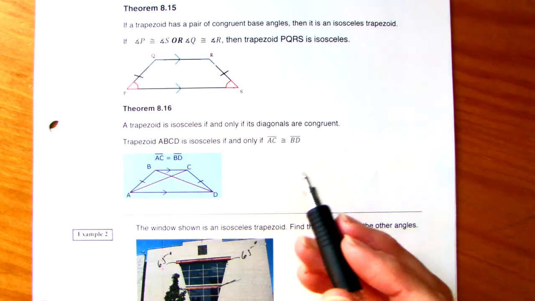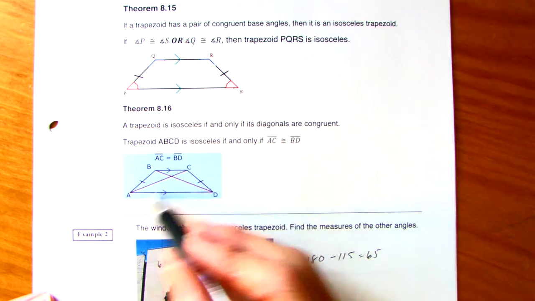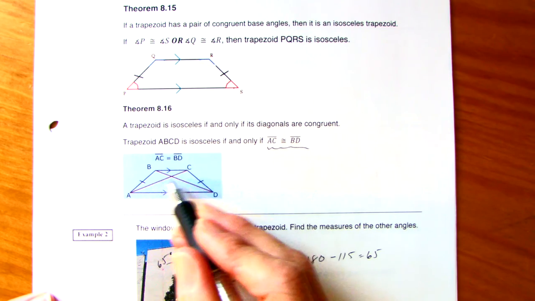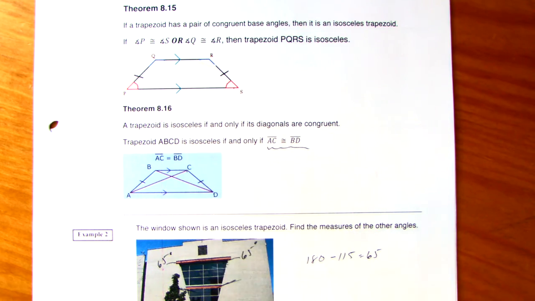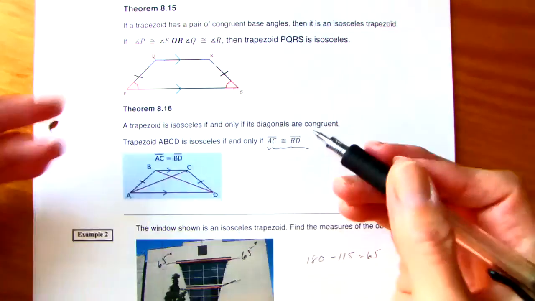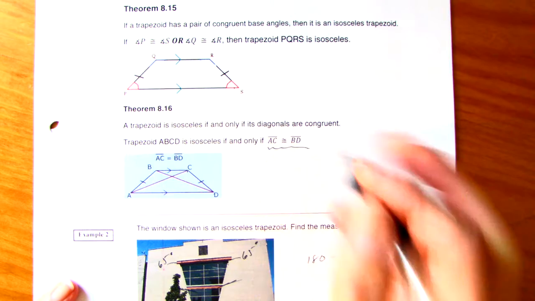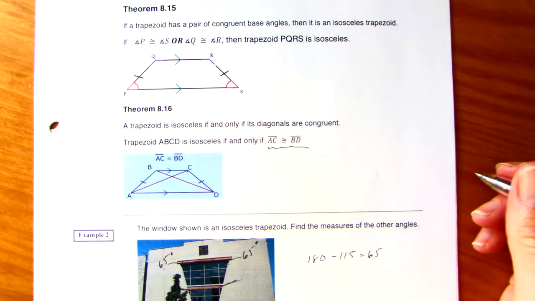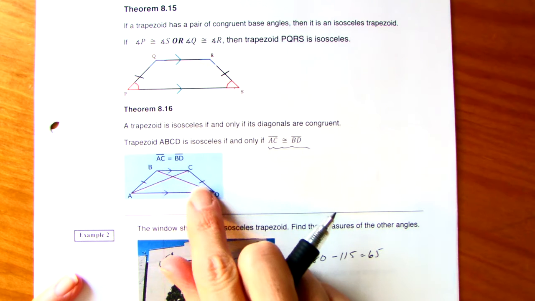A trapezoid is isosceles if and only if the diagonals are congruent. Okay? So these two will also have to be the same. If and only if, if these two are the same, then you know it's an isosceles trapezoid. So if and only if means they switch around. The theorem and its converse are both true. That sneaks up on a lot of people.